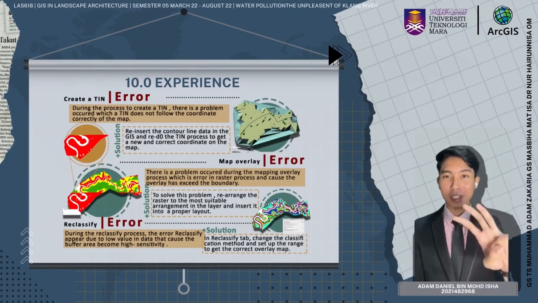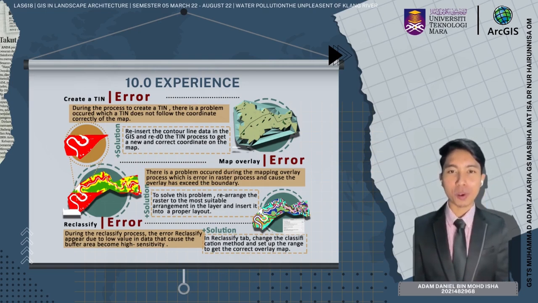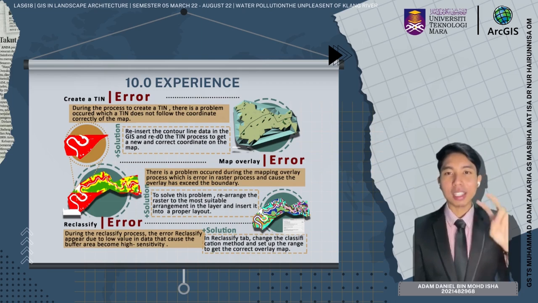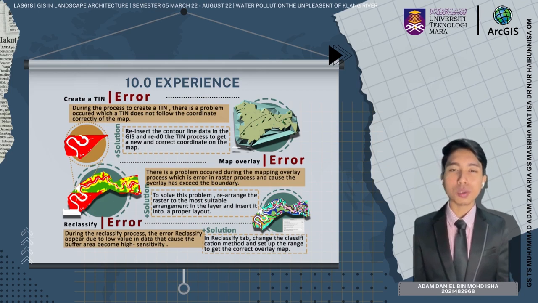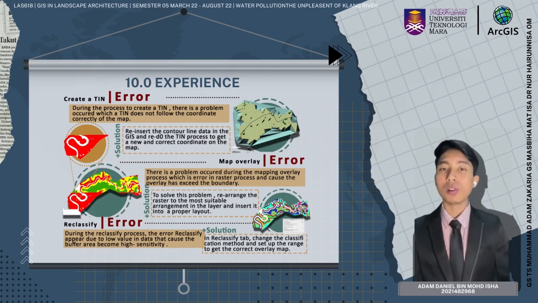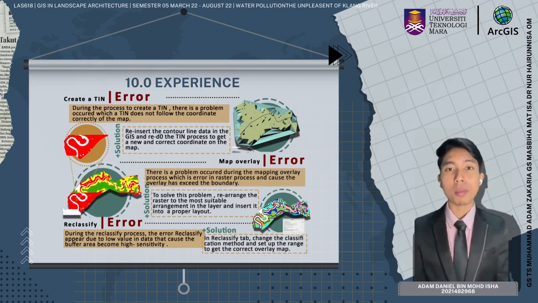We experienced three errors during our GIS analysis process. The first one is creating a thin area which does not follow coordinates correctly. The solution is to reinsert the contour line and redo the process. The second one is map overlay error, which is an error in the raster process and means the overlay has exceeded the boundary. The solution is to rearrange the raster to the most suitable arrangement in the layer. And the last one is reclassify error, which means the buffer area becomes a high sensitivity area. The solution is to change the classification method and set up the range.